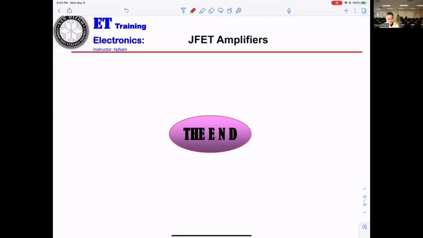JFET does not have much gain. The benefit is they have a very high input impedance. That's the only thing. For common source, input and output are the same as CE amplifier: 180 degrees out of phase. On the other ones, they don't have much gain, and input and output will be in phase.